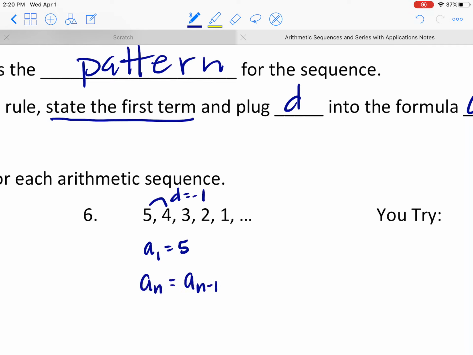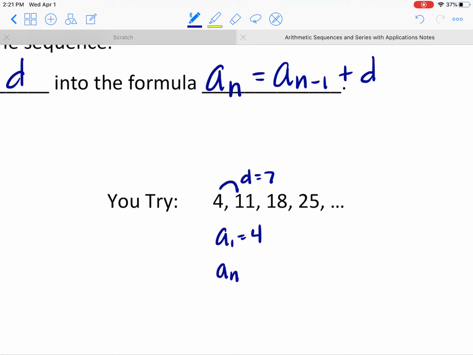Or again, feel free to pause and try this out. We are adding 7, so d is 7 here because we're adding 7 to get from one number to the next. We would say the first number on this list is 4, and then any number on the list would be the previous number plus 7. Now I don't want to confuse you too much if you're perfectly happy with that version of it, although if you were looking this up in another video, you might see another form of this.